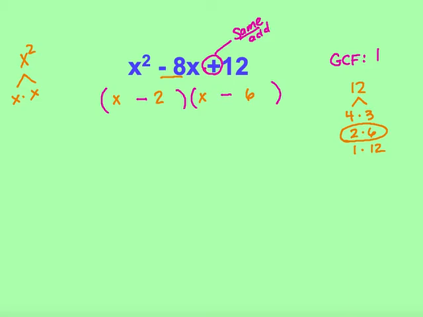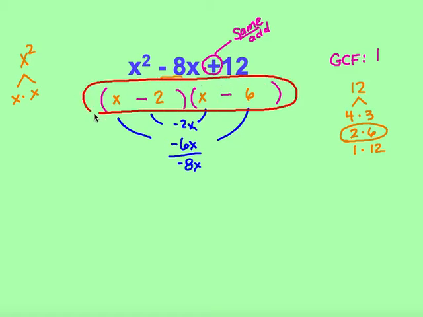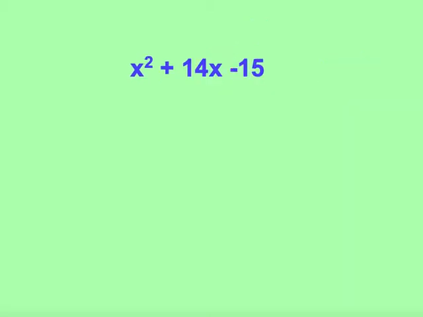So when I work through my problem, my firsts work, my lasts work. Let's make sure my outers give me negative 6x, my inners give me negative 2x. That's going to total a negative 8x, and that works. So my factors become x minus 2 and x minus 6 when I factor that quadratic equation. All right, on to our next example.